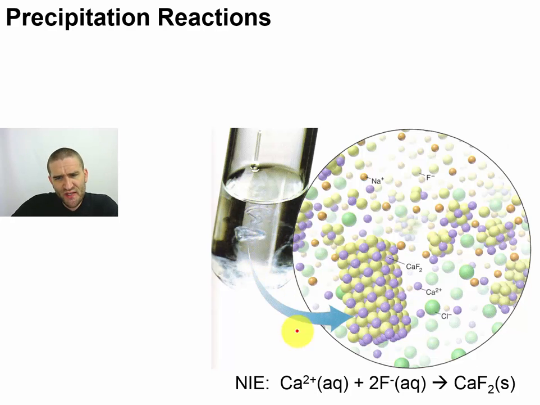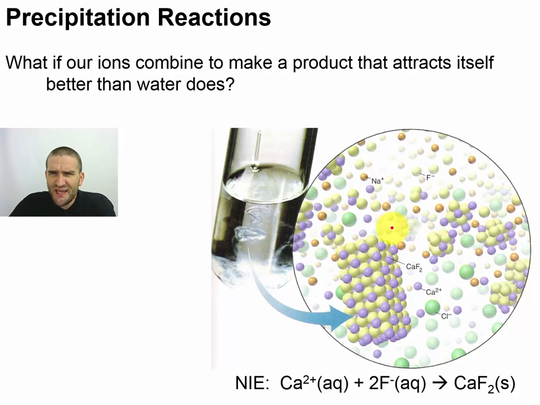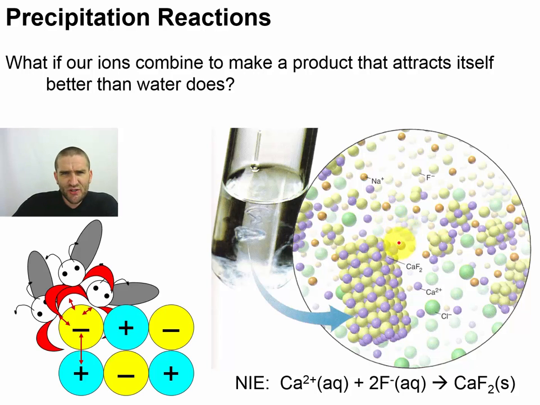In this reaction, what you see is that calcium ion and fluoride ion have been mixed together to give you calcium fluoride. So calcium ion plus fluoride gives calcium fluoride, and that's going to be a solid. But what's actually going on there at the micro scale? Now, what we're seeing is that these products are actually attaching to each other more strongly than the water molecules that were holding them apart.